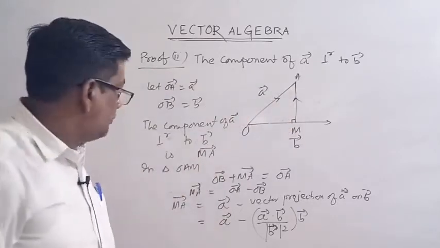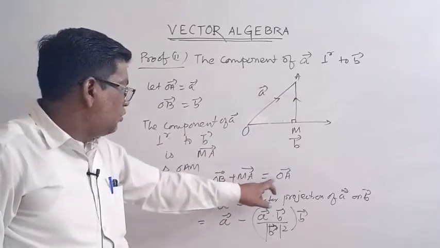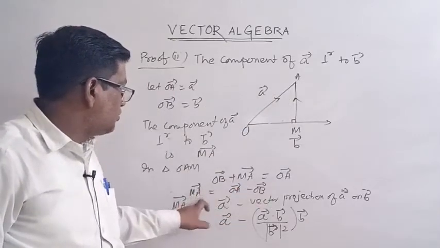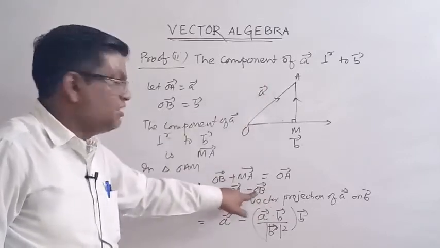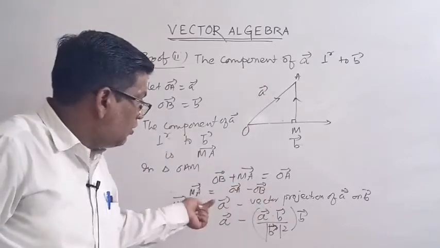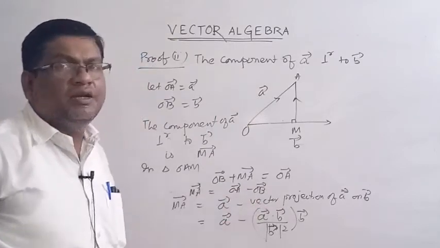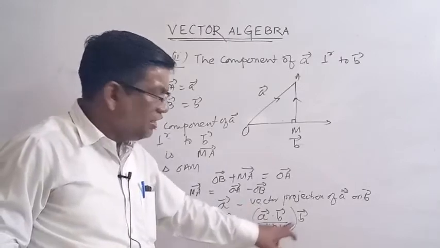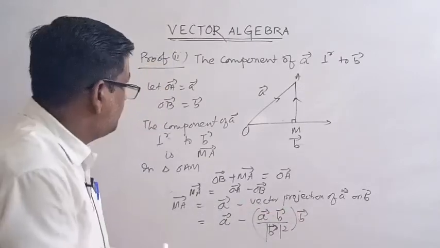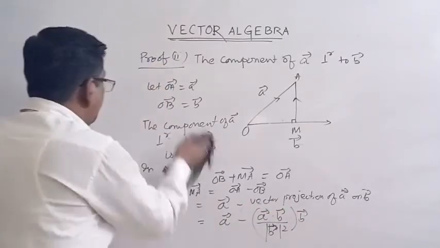OB plus MA equals OA, so MA is equal to OA minus OB. OA means A vector. OB means the vector projection of A on B. Now what is the formula for the vector projection of A on B? That is A dot B by magnitude B square into B. This is the concept. Now some problems.